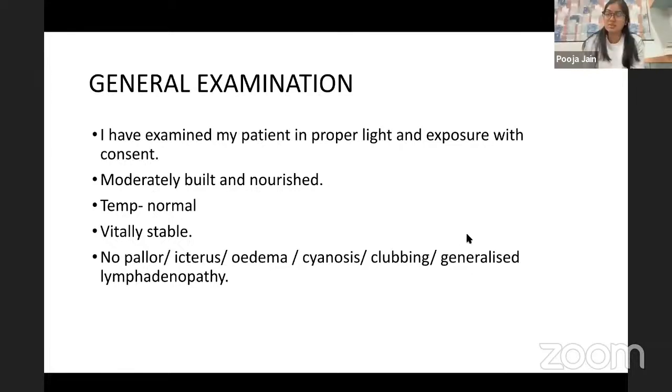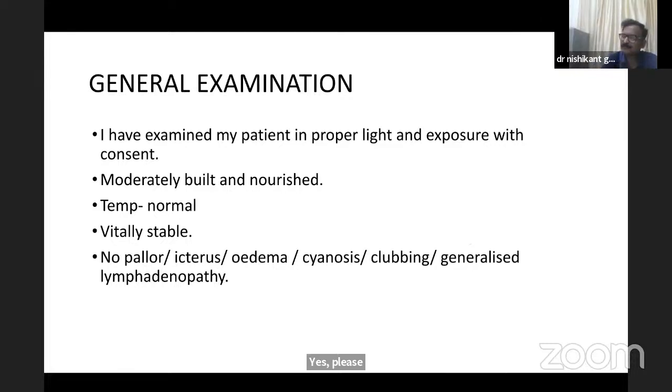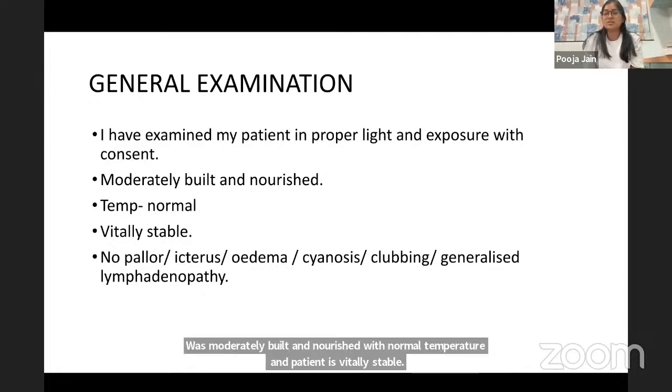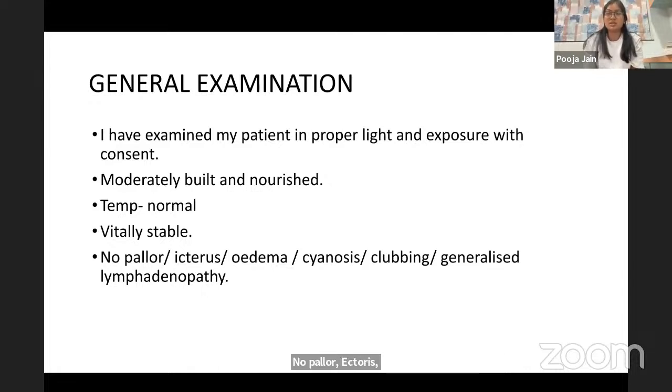So should I go ahead with the examination? Yes, please continue. In general examination, I have examined my patient in proper light and exposure with consent. The patient was moderately built and nourished with normal temperature, and is vitally stable. No pallor, icterus, edema, cyanosis, clubbing, or generalized lymphadenopathy.